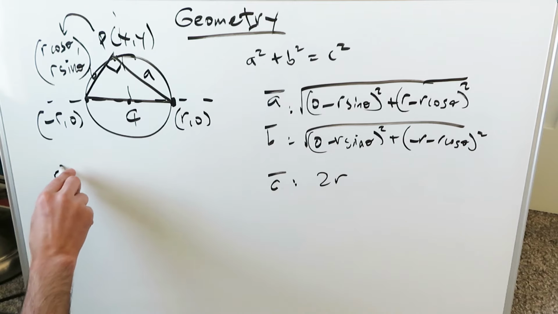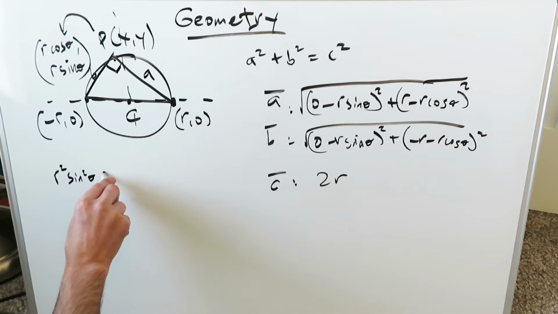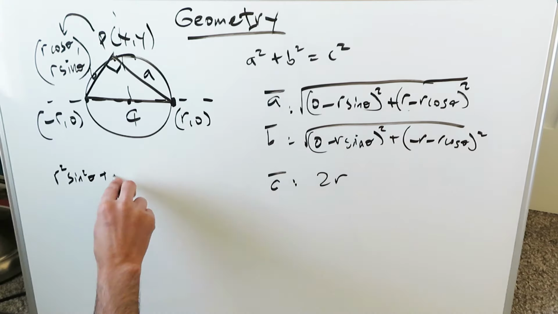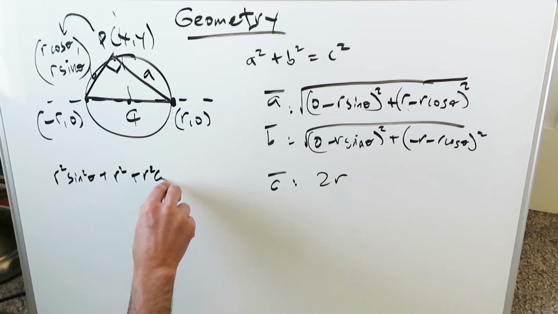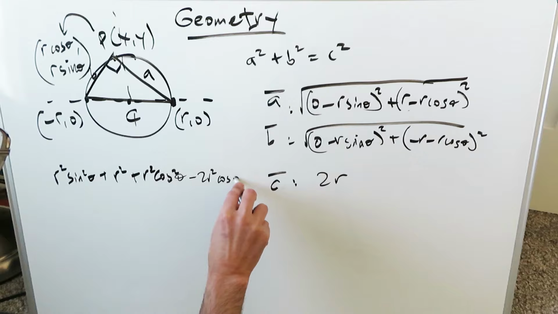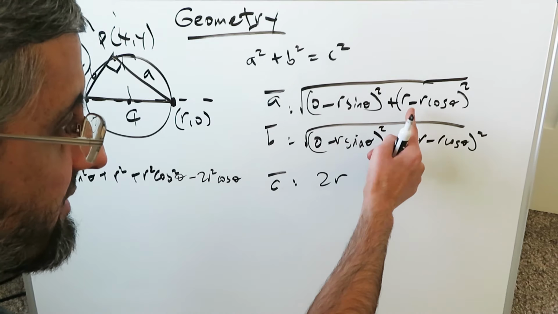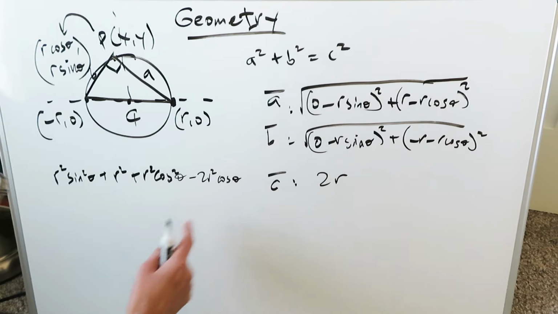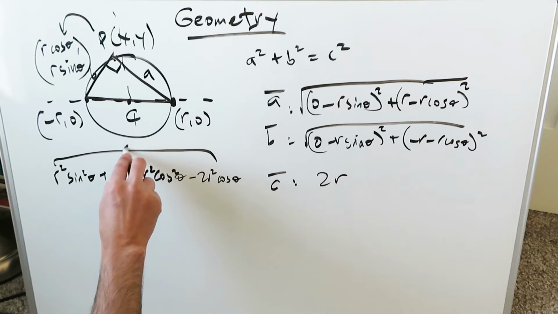You'll have an r square sine square theta plus, expand this, an r square plus r square cosine square theta minus 2r square cosine theta. It's basically a minus b whole square, which is a square plus b square minus 2ab. This right here represents my a square.